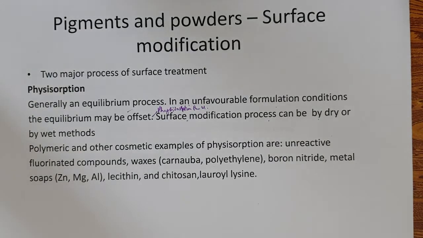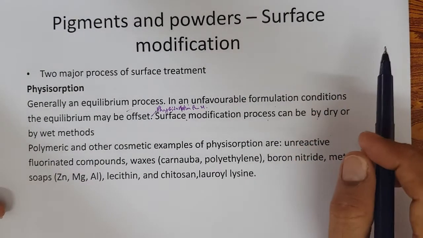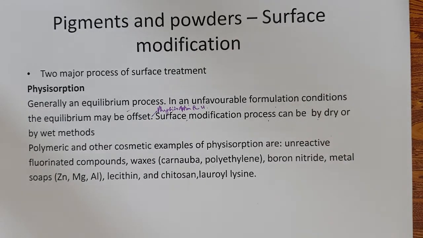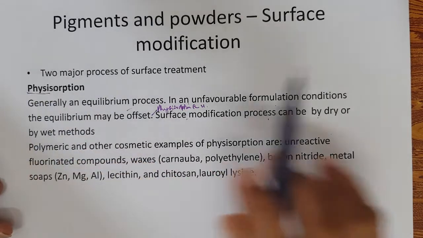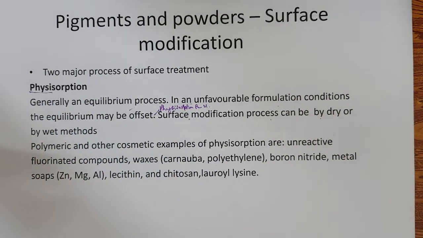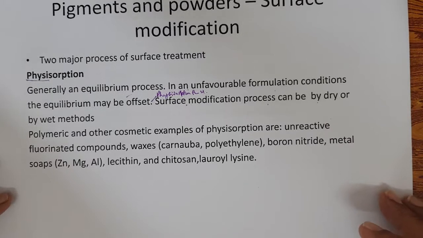What are the surface modification methods? We will not go into the depth. We will know what the methods are. One is physisorption. It's a physical process. So the materials are physically coated over the pigments.